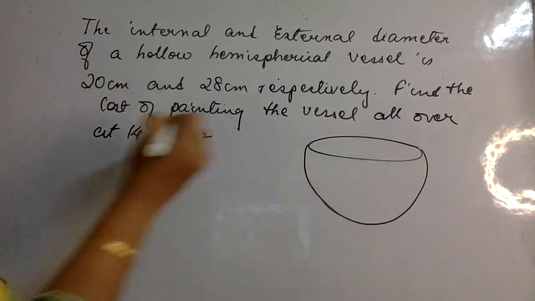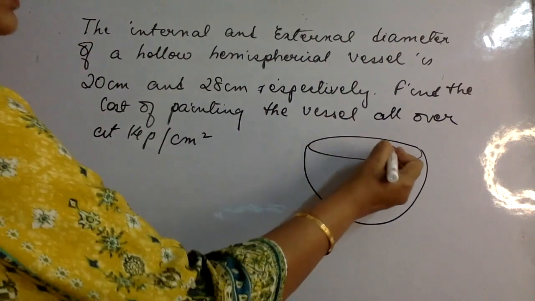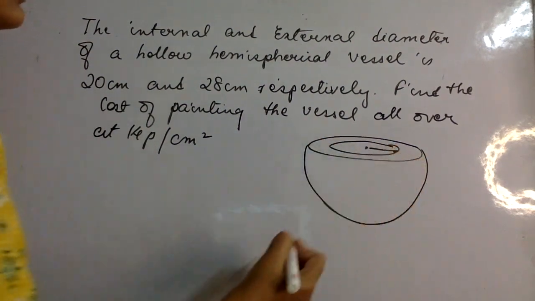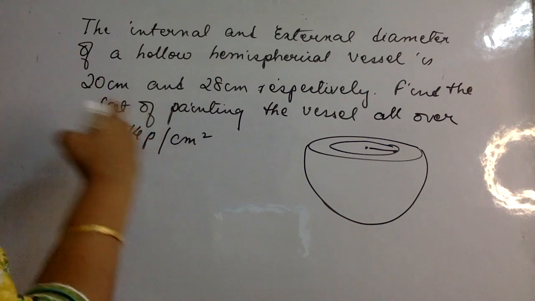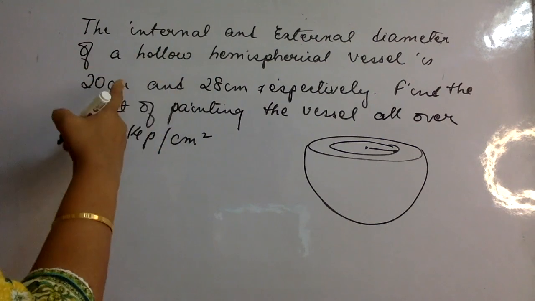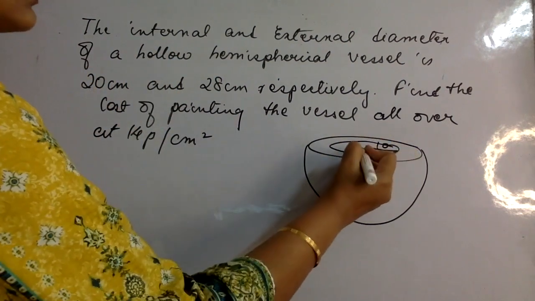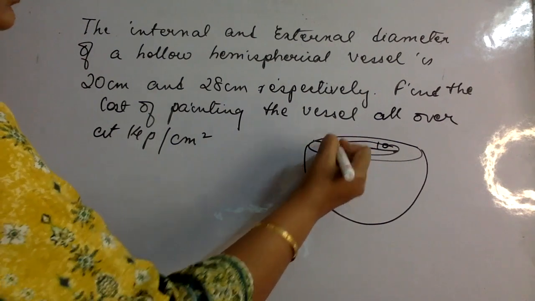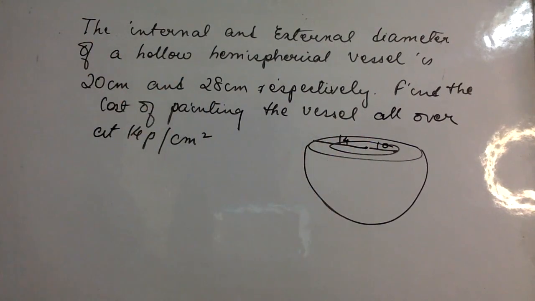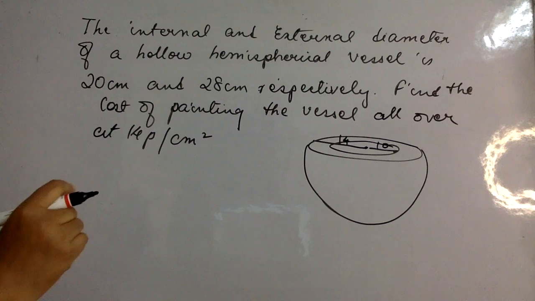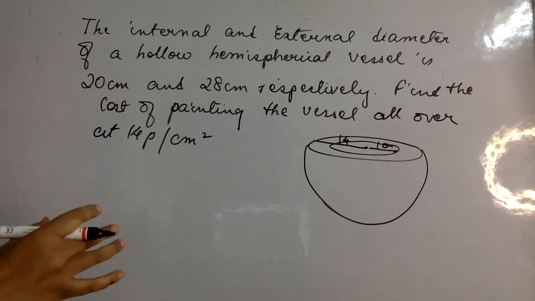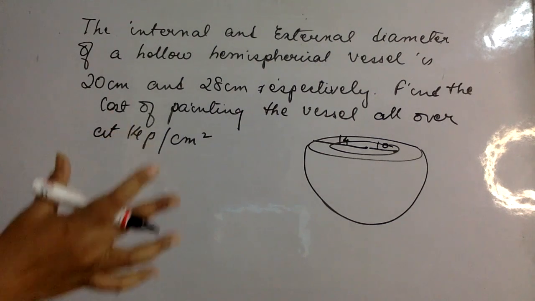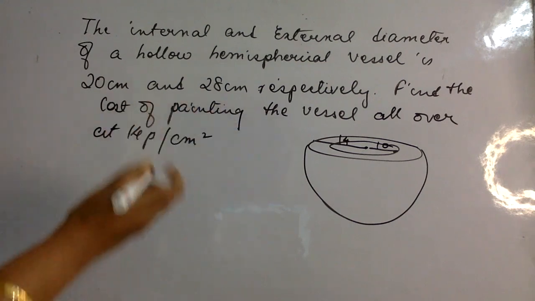Now this is the hemispherical vessel. Here it has a thickness. Internal diameter is 20, so internal radius is 10 and external radius comes to 14. Then let us first find the surface area. How do we find the surface area of this?